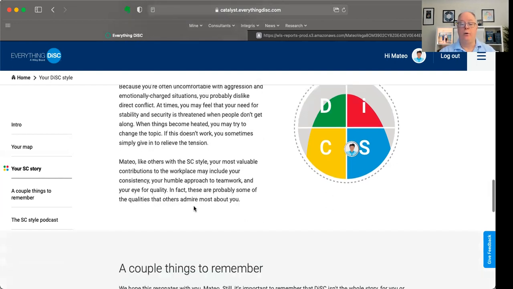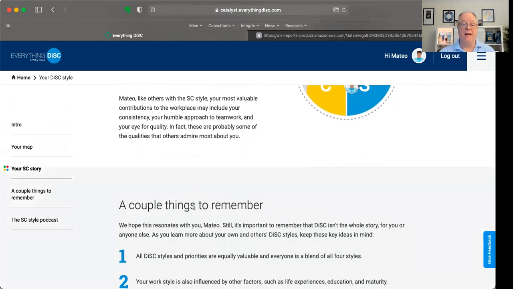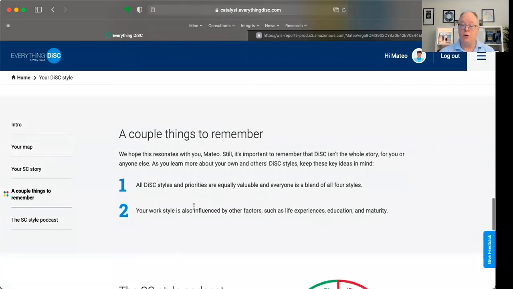So Mateo might read through this, might get some insight into a few things, and we're going to focus on those two key things we always want to remember when we're talking with people and style and how we interact. One is that all styles are valuable. We're each a blend of all four styles. We just tend to have a place that is kind of our comfort zone. It's the easiest place for us to interact from. It's the place we're most likely going to come from. Also, that work style is only one way of looking at the differences we have as individuals.